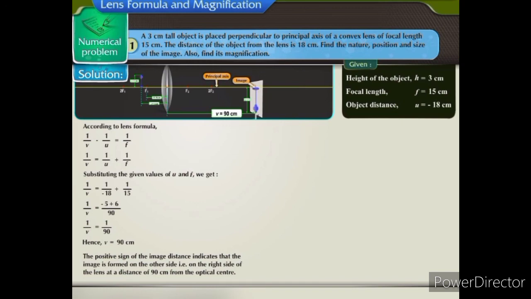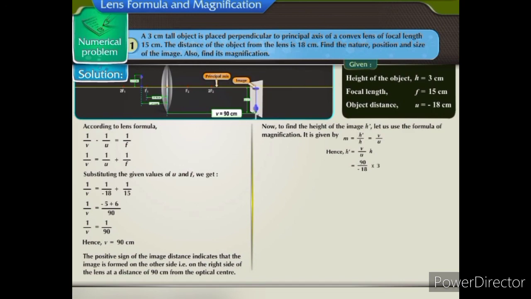The positive sign of the image distance indicates that the image is formed on the other side, that is, on the right side of the lens at a distance of 90 cm from the optical center. Now, to find the height of the image, h dash, let us use the formula of magnification. It is given by m is equal to h dash divided by h is equal to v divided by u. Hence, h dash is equal to v divided by u multiplied by h, which is equal to 90 divided by minus 18 multiplied by 3, is equal to minus 15 centimeter.